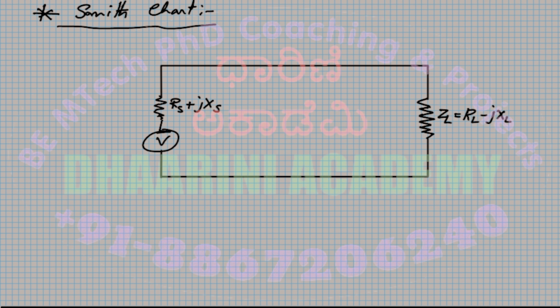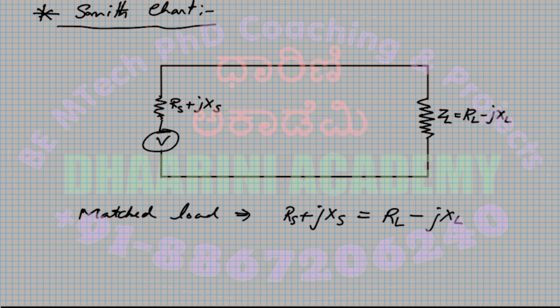Whenever we say that impedances are matched, for a matched load we expect Rs plus j times Xs to be equal to the load RL minus jXL. If this condition is satisfied, energy gets transferred from the source to the load, and that amount of energy transmitted is maximum. Efficient power transfer. This is the condition.